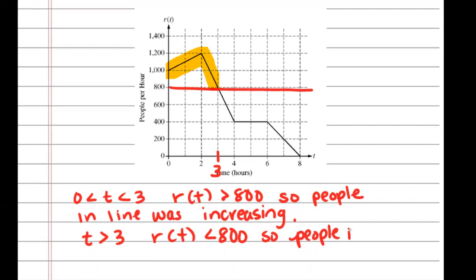Hence, at t equals 3, you had a change in your population function. And the population function went from increasing to decreasing. Therefore, at t equals 3, the population should have had a maximum amount.